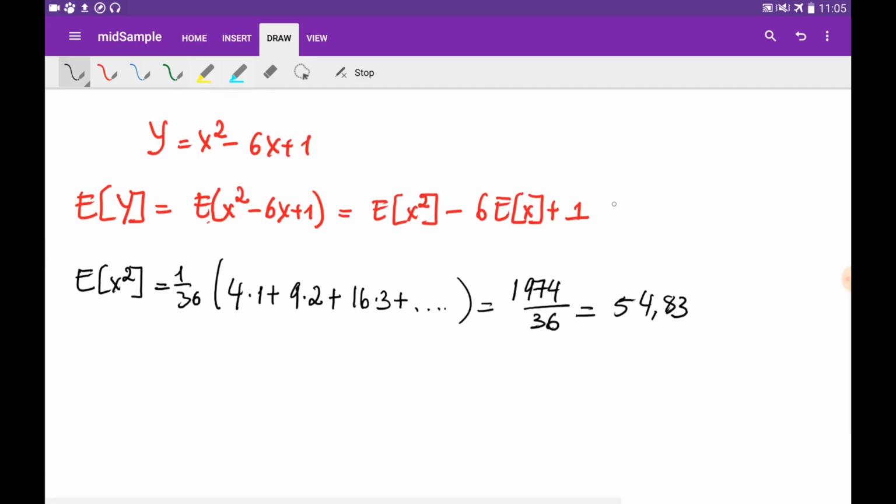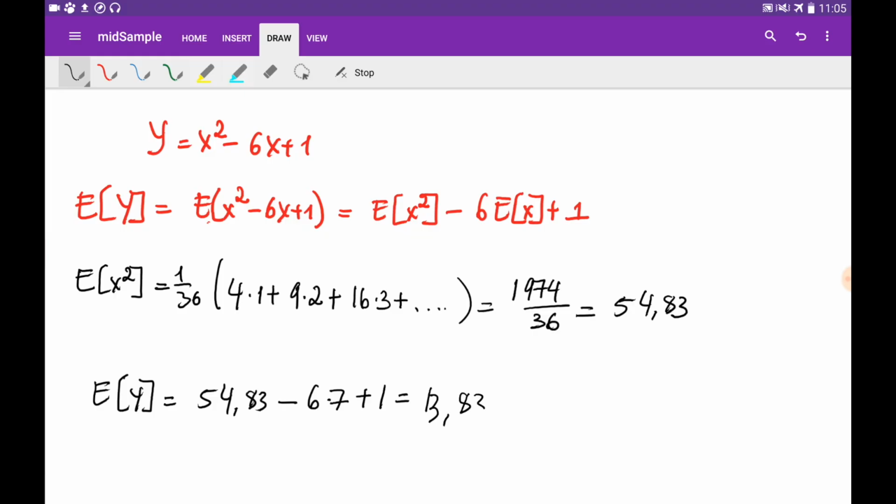So now we need to calculate this. The expected value of y is going to be 54.83 minus 6 multiplied by 7, plus 1, which is going to be approximately 13.83.